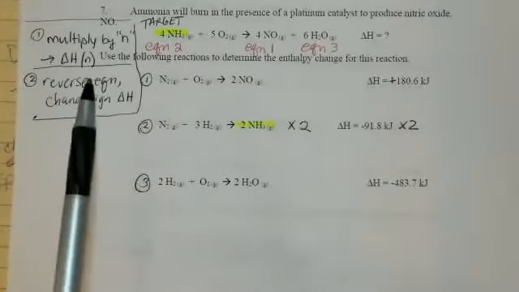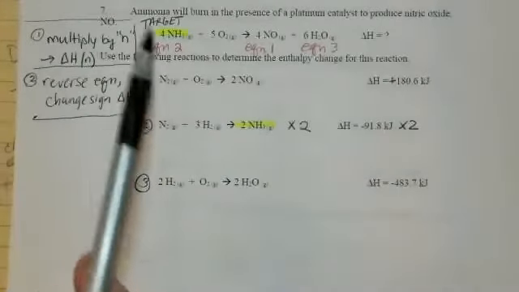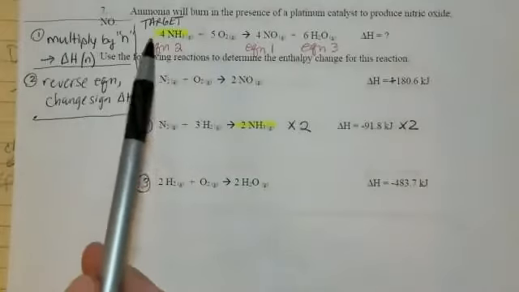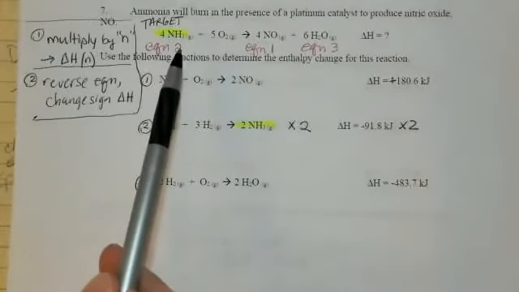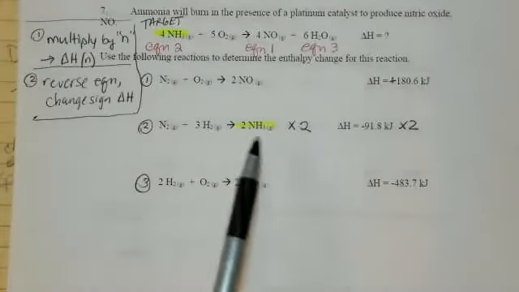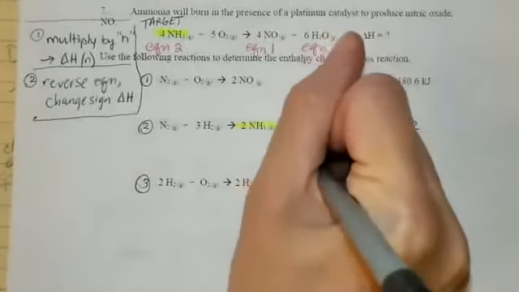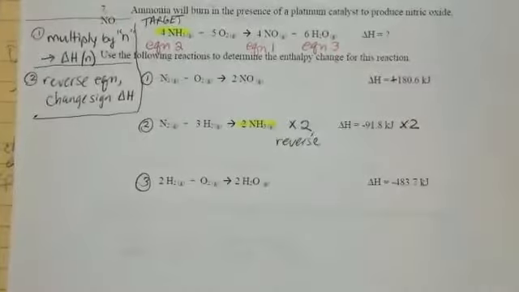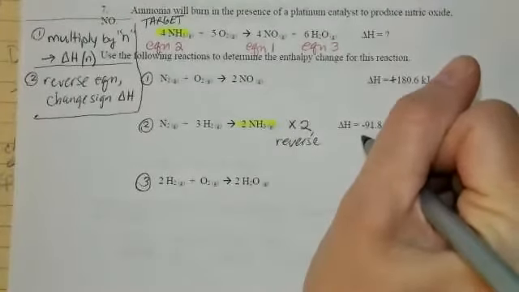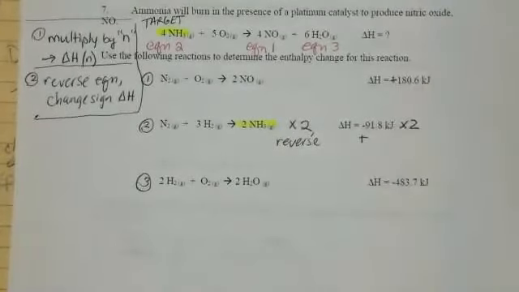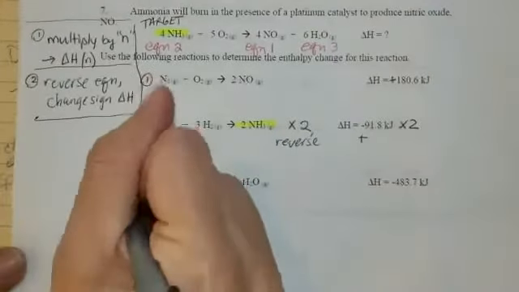Then the next thing I look at is, is it on the correct side of the equation? And the answer is no. In my target equation, it's on the reactant side. In my given equation, it's on the product side. So I'm also going to have to reverse this equation. And that means I'm going to have to change the sign of the delta H from negative to positive. All right, so let me do that first.